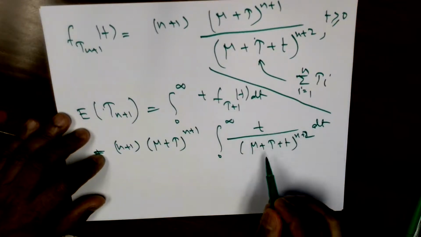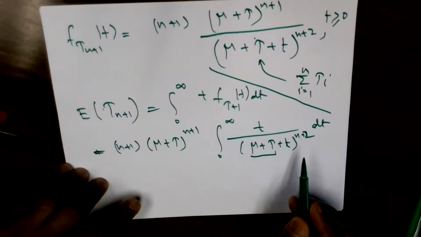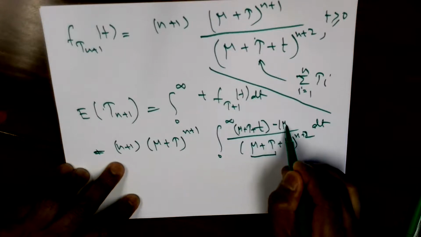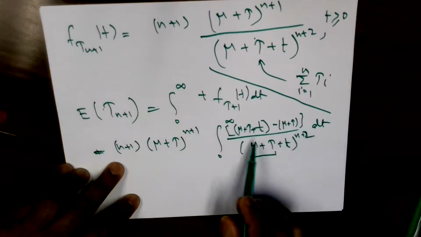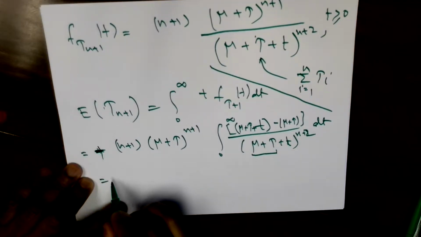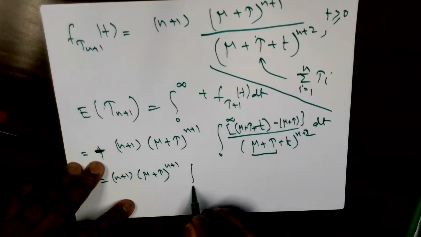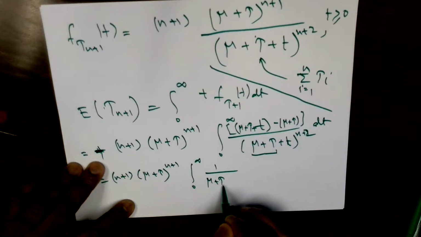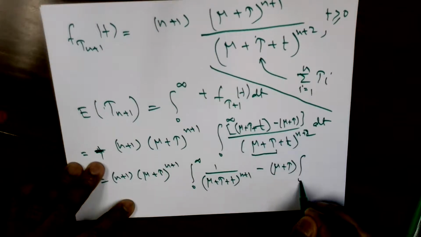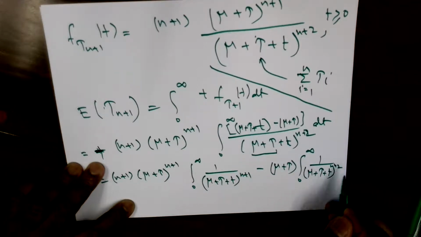Now what? See, t is here and here, so we can get rid of the numerator t by adding and subtracting. I'm going to add here mu plus tau, and then subtract it here. Notice that this will take out one term, and the other is just a constant. So this will turn out to be n plus 1 multiplied by (mu plus tau) to the power n plus 1, integral 0 to infinity 1 over (mu plus tau plus t) to the power n plus 1, here one term less, minus (mu plus tau) integral 0 to infinity 1 over (mu plus tau plus t) to the power n plus 2. There's no change here, dt.